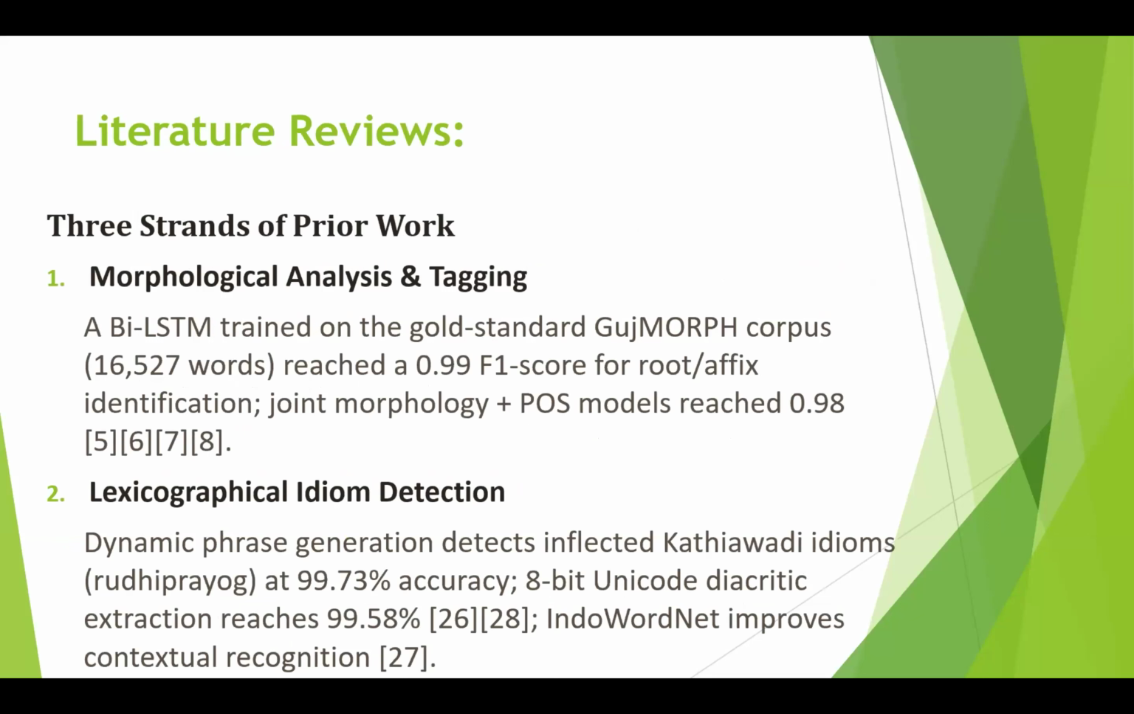In this, the literature clusters into three strands. Here are the first two. We have morphological analysis and tagging, that is, LSTM trained on the gold standard morph corpus of over 16,500 words, reached a 0.99 F1 score for root and affix identification. Joint models predicting morphology and part of speech together still reached 0.98.